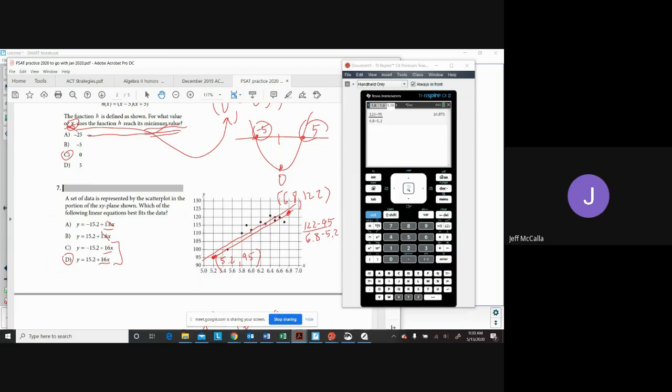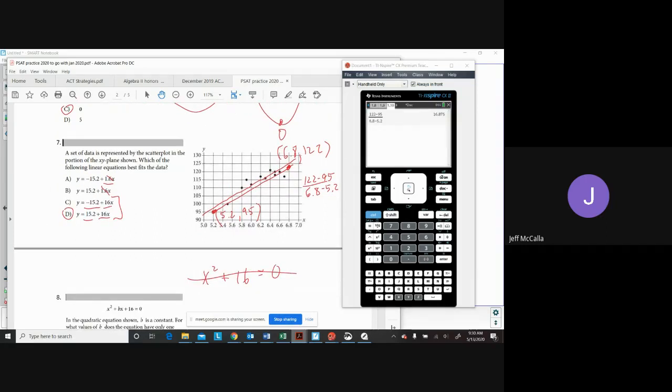Now at this point, you've got to figure out the y-intercept. It's kind of hard to do. You could just kind of use a point. There's a bunch of ways to do it at this point. So you could use slope-intercept form, like y equals mx plus b.